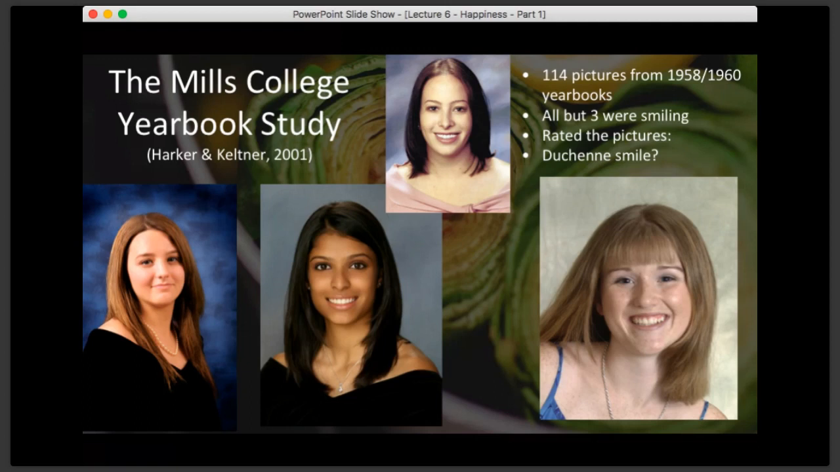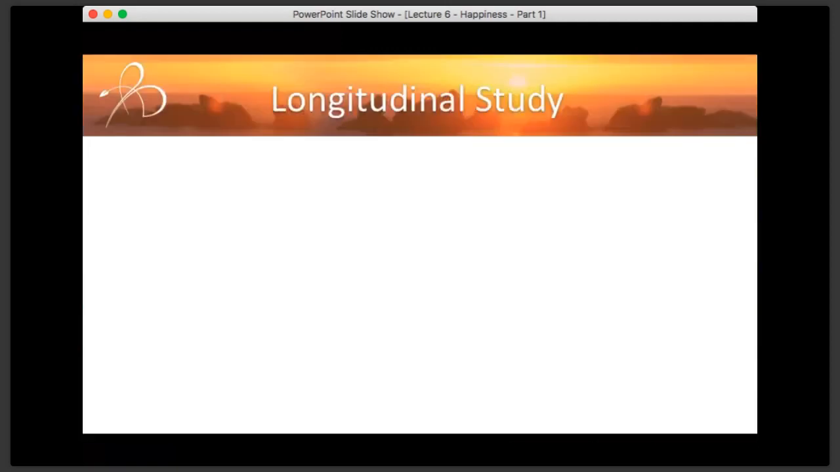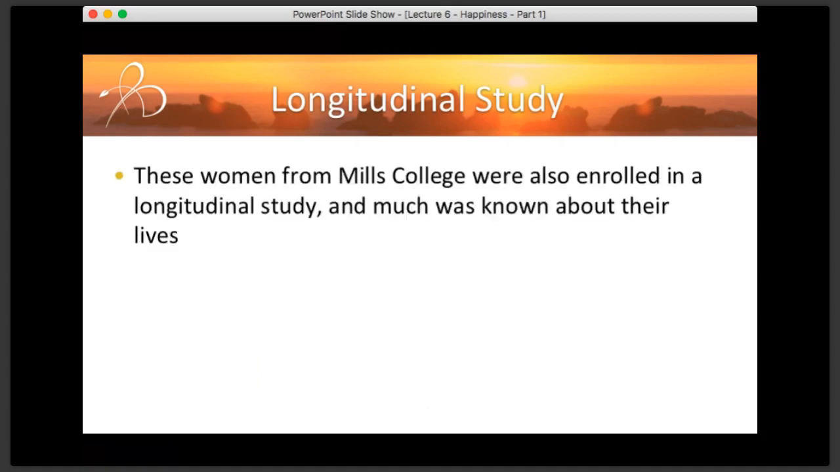So independent raters, several of them, rated the smiles on a scale from 1 to 10 or whatever, for how Duchenne the smile was. And that was their operational variable. That was their way of measuring happiness. Okay? That's all they had, was how happy this girl was from her smile in her yearbook photo. And then these women were also part of a longitudinal study on something else, and much was known about their lives in other ways, and they were followed over time.